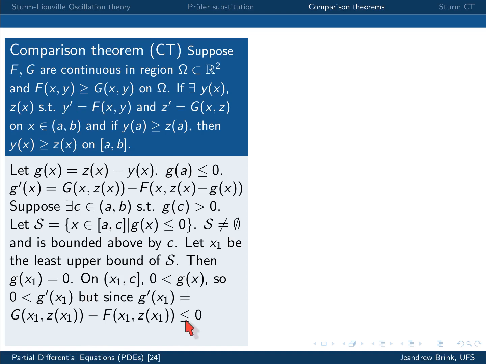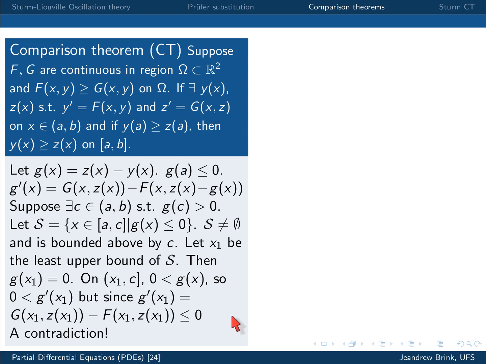And this cannot be. So this is a contradiction, right? We've just said from the assumption that x1 is the upper bound of S in AB, we have that g of x1 derivative is greater than 0. But our assumptions indicate that should such an x1 exist, in fact, it would be less than 0. Therefore, the assumption that there is an upper bound of S in AB is false.